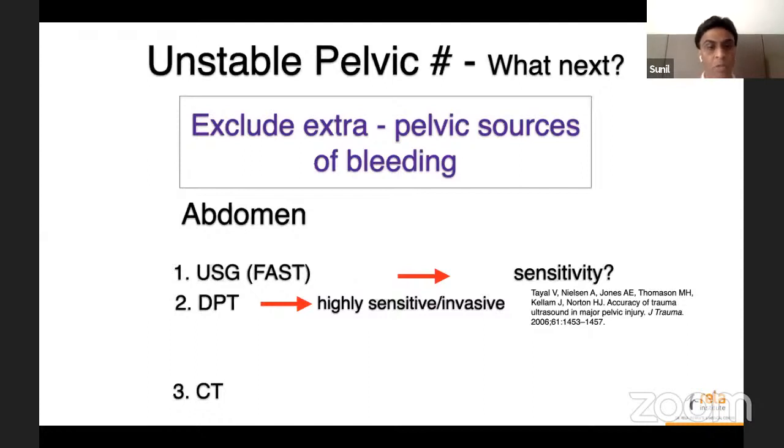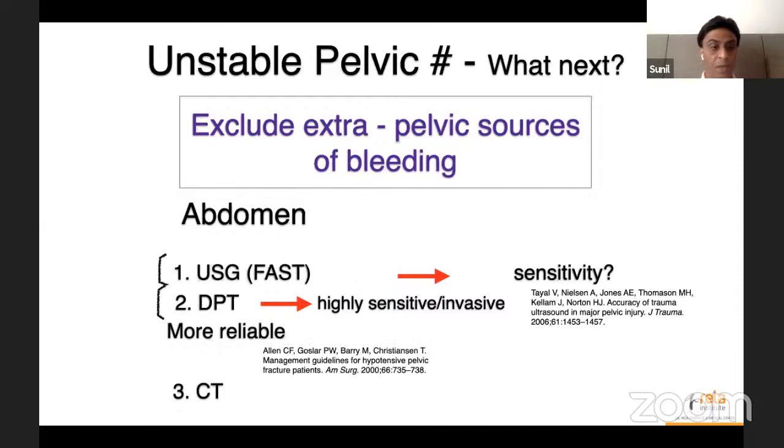So if you have doubts, you can always combine it with a diagnostic peritoneal tap, which is actually oversensitive. If you are going to rely on a DPT alone, there is a possibility that you might end up doing a lot of negative laparotomies. So there is a possibility that you can combine these two things to make it more reliable.